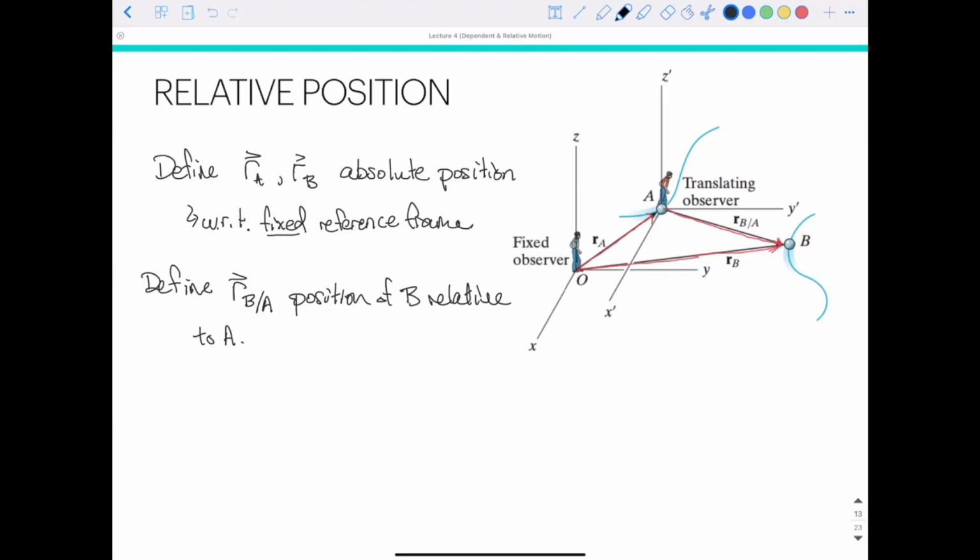And if we think of these just as vector quantities, which they are, we can add them just like vectors, and we can get RB is just equal to the vector sum of RA plus RB with respect to A. So we're just adding RA and RB/A. And then likewise, if we want to rearrange, sometimes we might want to solve for that relative motion. We can rearrange this so we can get RB/A, the relative position of B with respect to A, is just equal to RB minus RA.